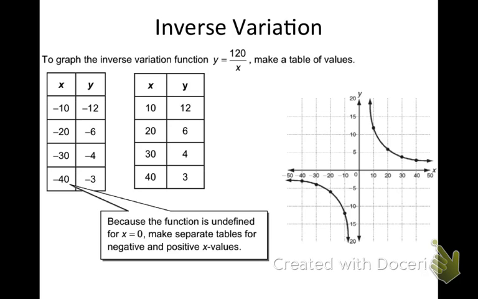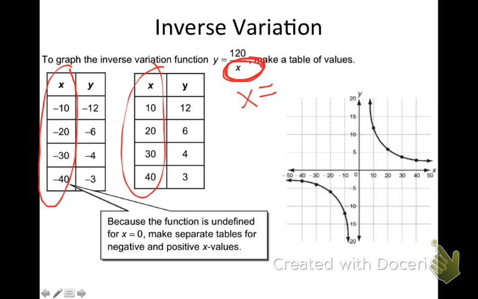Make a table of values. See these x values? Where do you think those x values come from? You pick them. You can pick any x values you want. Now, as I look at my function, what value can x not be? X cannot be 0. Why can x not be 0? Because 0 cannot be in the denominator. We all understand that, right?